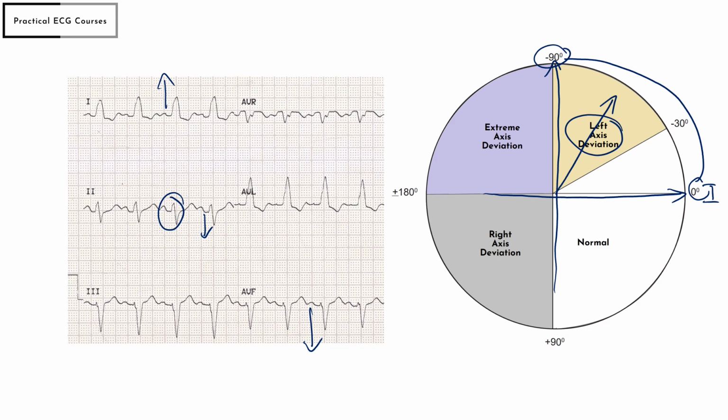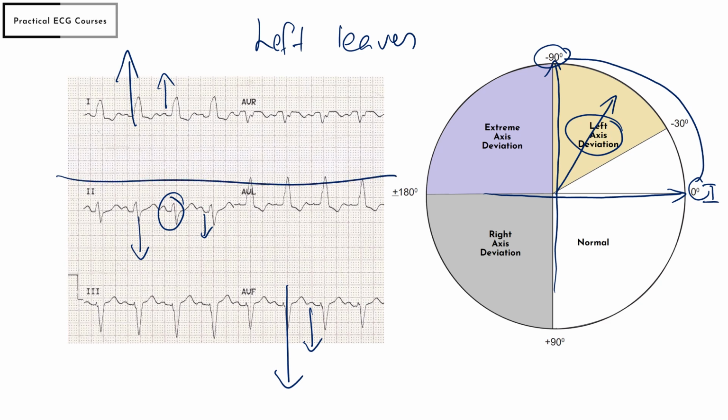Now, the mnemonic that you can use for this is left leaves. You remember that there was a right meets, and when it comes to the left, it leaves. So, left leaves. 1 and AVF are going away from each other, and even 2 is also going away. So, if you draw a line here, you will see the vectors are all going away from each other.